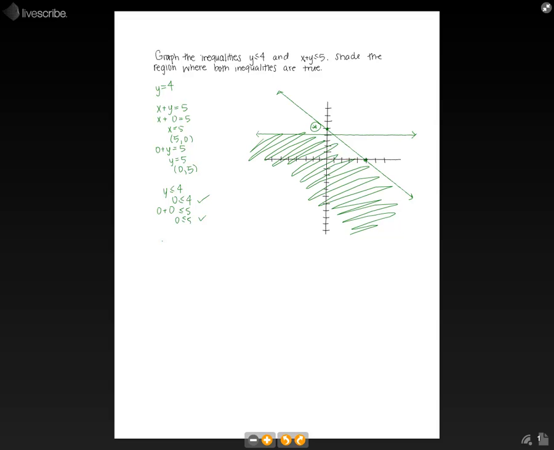If we were to pick a point up here, like -2, 5, for our y is less than 4, we would have 5 is less than 4, which doesn't work, so we couldn't shade that region because it's not true for both.